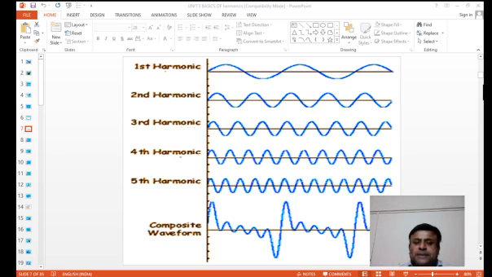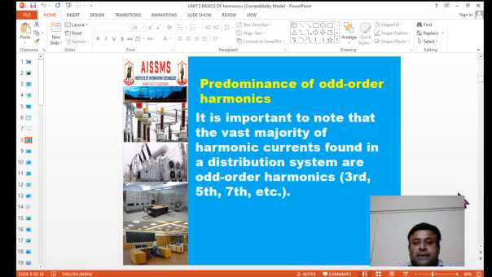Therefore, in most of the systems, the even harmonics are absent and the odd harmonics are predominant harmonics. They will have more share in harmonics. So that is predominance of odd harmonic or odd order harmonics. So it is important to note that the vast majority of harmonic currents found in distribution systems are odd order harmonics like third, fifth, seventh, etc.